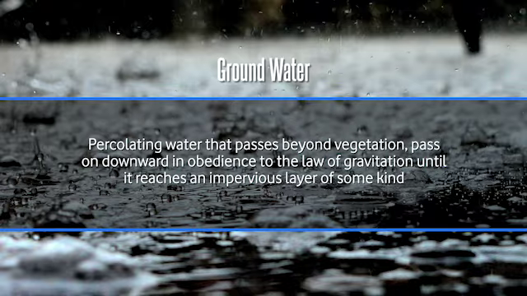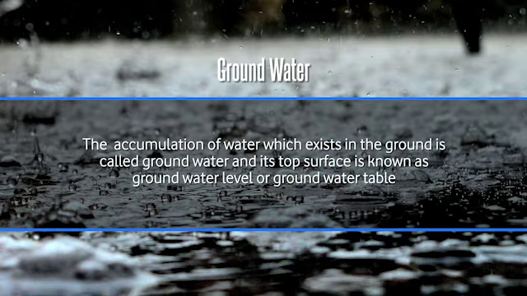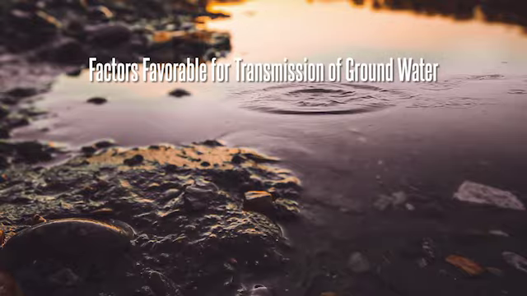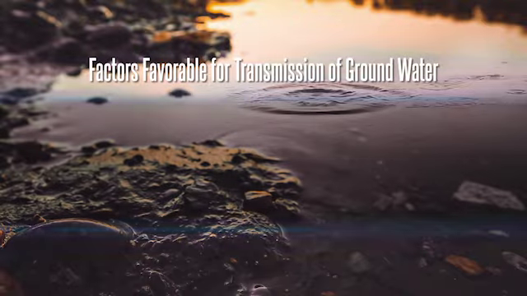Percolating water that passes beyond vegetation passes on downward in obedience to the law of gravitation until it reaches an impervious layer of some kind. The accumulation of water which exists in the ground is called groundwater, and its top surface is known as the groundwater table. Factors favorable for transmission of the groundwater.